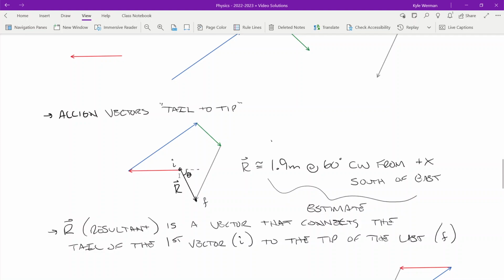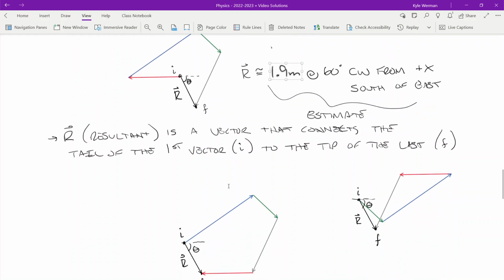And the length of that path would be my resultant, and the angle that I would go would be the direction of that resultant. So I would describe my total displacement as R, which in this case ends up becoming 1.9 meters at 60 degrees clockwise, like a clock, from the positive x, or I can say 60 degrees south of east. Right? That would be kind of an estimate. I don't know if it's actually 1.9, but it looks like if this is 2, then that might be a little less than 2. Maybe it's a little bit more, but it's around 2 from my picture.